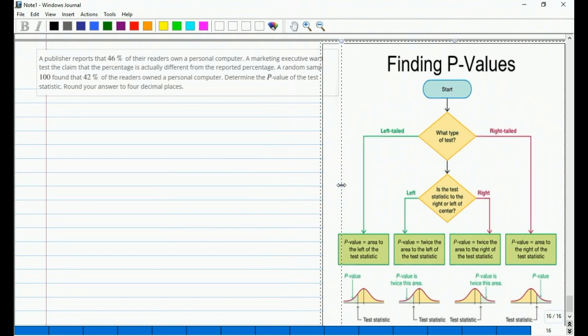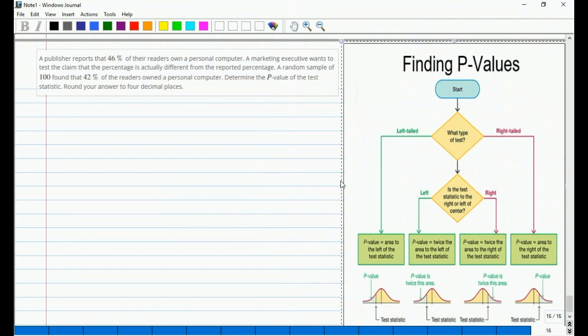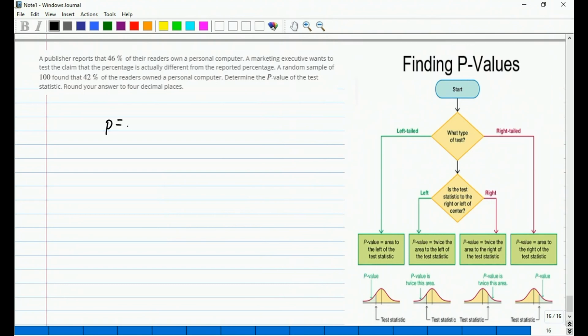All right, so let's see. A publisher reports that 46% of their readers own a personal computer. A marketing executive wants to test a claim that the percentage is actually different. So we'd say P equals 0.46. Different means not equal to 0.46. H sub O is the one with equality. H sub A is the one without equality. So what type of test is this? This is a two-tailed test, okay?